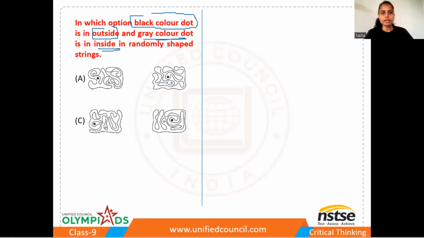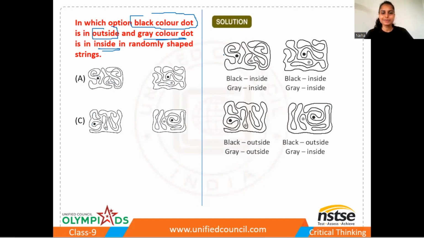Okay, so the gray dot is inside and the black dot is outside. Okay, so let me present the solution for you. So students, in the first one, black is inside, right? As you can see, black is inside, but the gray is outside, right? Because the string is like that. This is, then this is, then this is going like that. Okay, it is going like that, and that, and in this part, right?